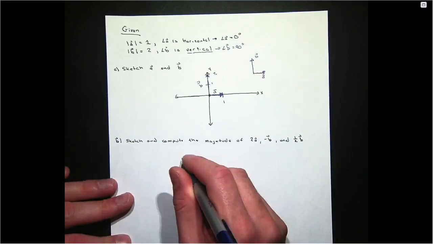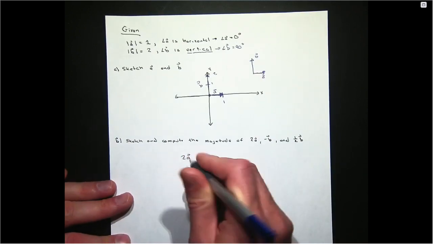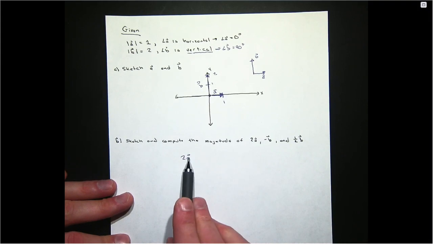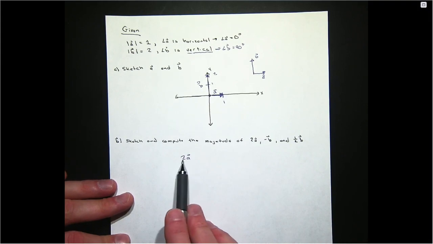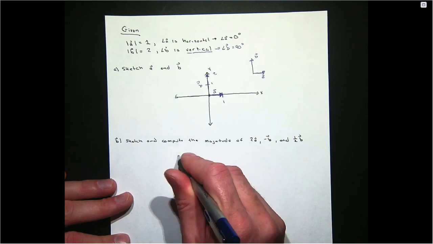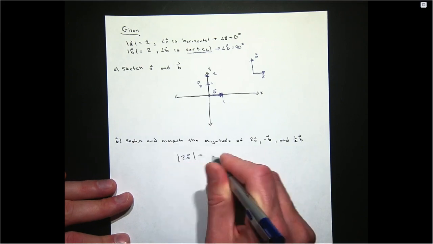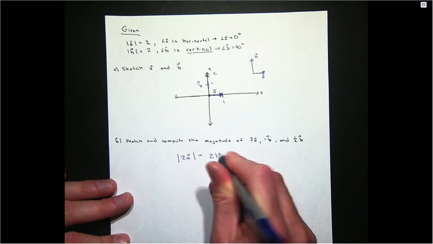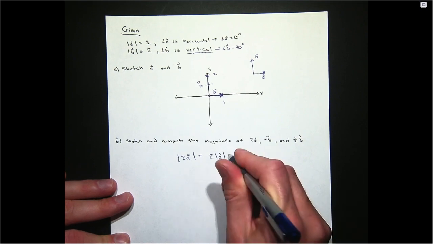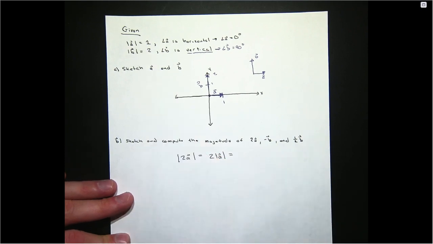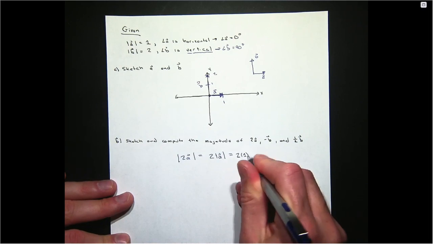Well, if you have a new vector 2a, remember that all that it's going to do when you multiply a scalar, in this case 2, by a vector, the magnitude of that new vector is just going to be 2 times the magnitude of the old vector. And the magnitude of the old vector we were given to be 1, so that will just be 2 times 1, so that'll just be 2.